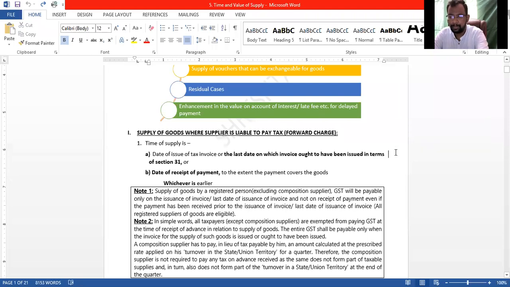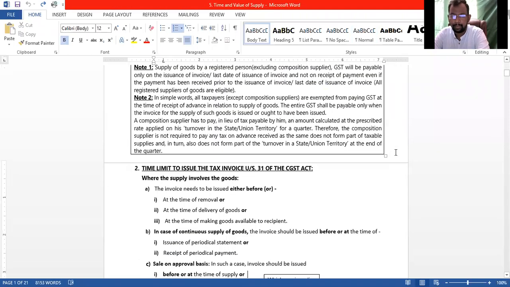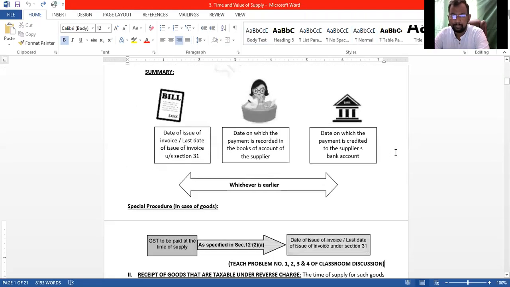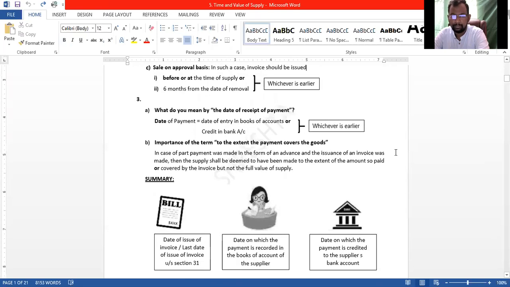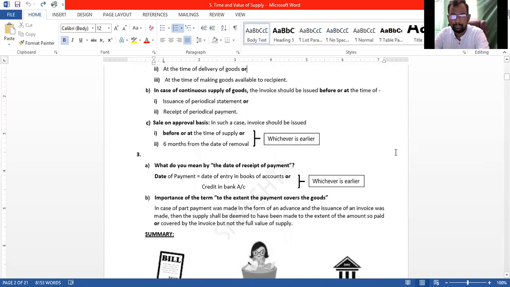మూవింగ్ ఆన్. Right, here you can see this point number 3. Up to sale on approval basis done. Point number 3 చూడండి. What do you mean by the date of receipt of payment? See, if you are receiving the payment through cash, the date on which you received the payment is said to be the date of receipt of payment.